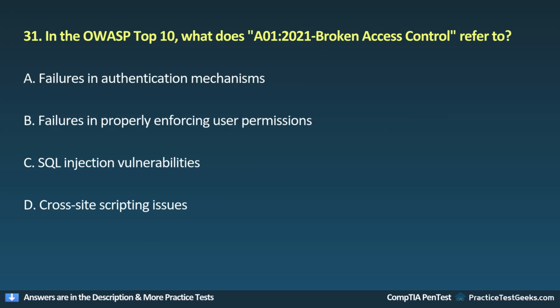31. In the OWASP Top 10, what does A01:2021 Broken Access Control refer to? A. Failures in authentication mechanisms. B. Failures in properly enforcing user permissions. C. SQL injection vulnerabilities. D. Cross-site scripting issues.